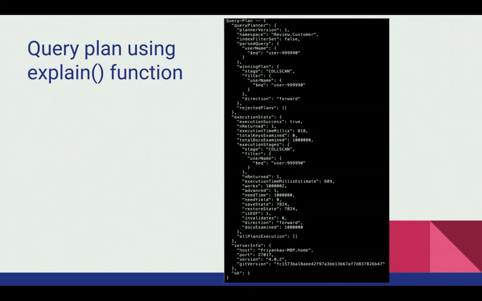Now, here on the next slide, we can see the query plan using the explain function. It was obtained when we used the explain function on a query to select the record with a particular username. We can also see other information like the winning plan, rejected plans, and other execution statistics for this query.